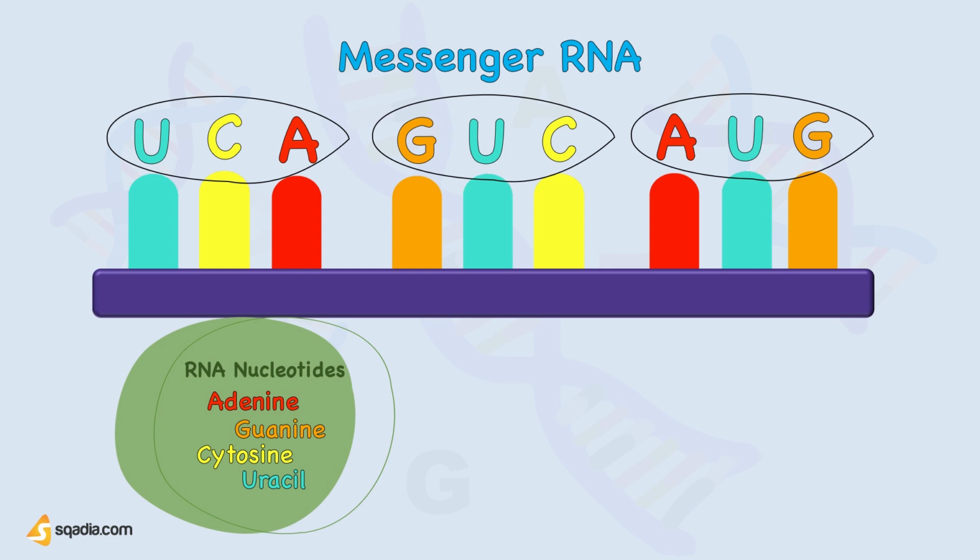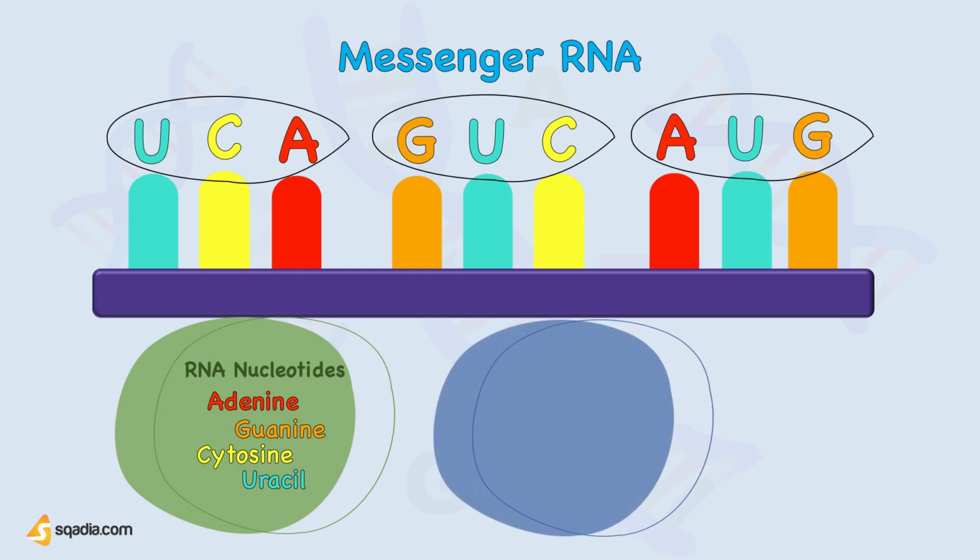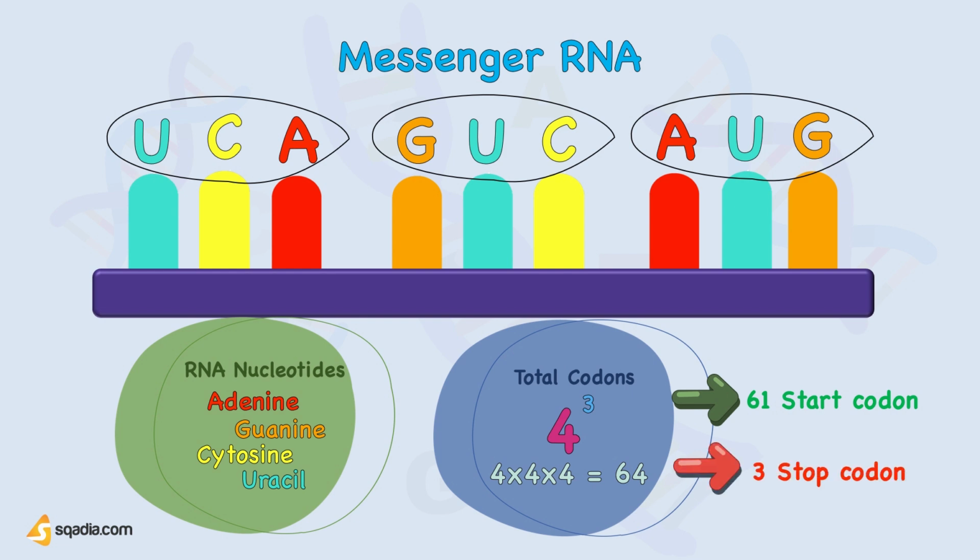Now let us do some math over here. If there are 4 nucleotides and the codons are supposed to be in the form of triplets, then how many genetic codes will be formed? Well, if 4 has the power of 3, this means there will be 64 codons made by the messenger RNA. So out of these 64 codes, 61 of them are used to start the process of protein synthesis, and the rest of the 3 will stop the process of protein synthesis.